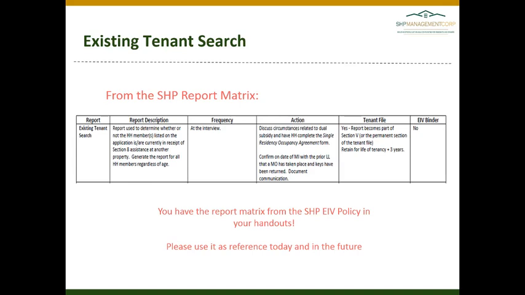You'll see on the left-hand side, it states the name of the report, Existing Tenant Search, runs through a description of what that report information tells us, the frequency of when you run that report, the actions to take if you have a discrepancy on that report, and then whether this report is filed in the tenant file or the EIV binder. You'll see the same chart for all EIV reports.